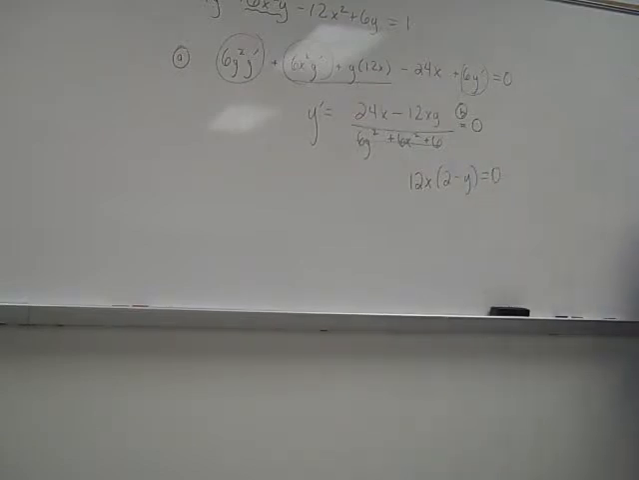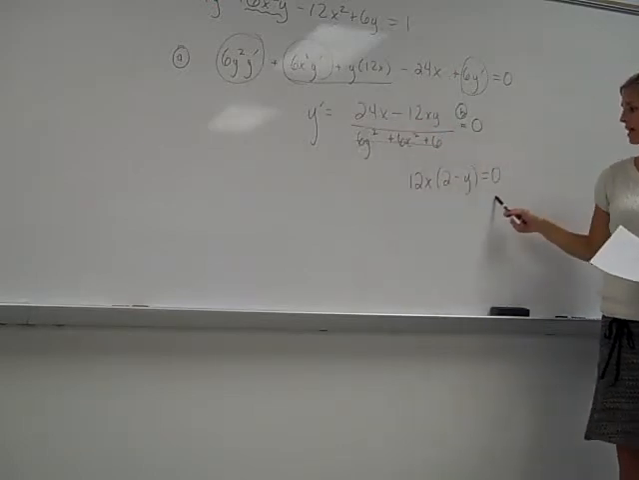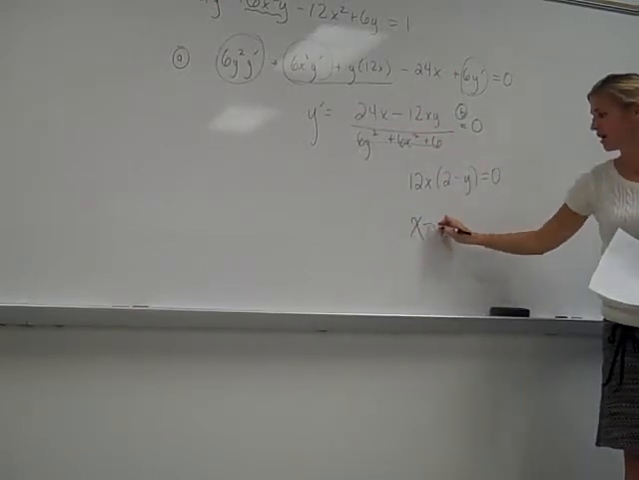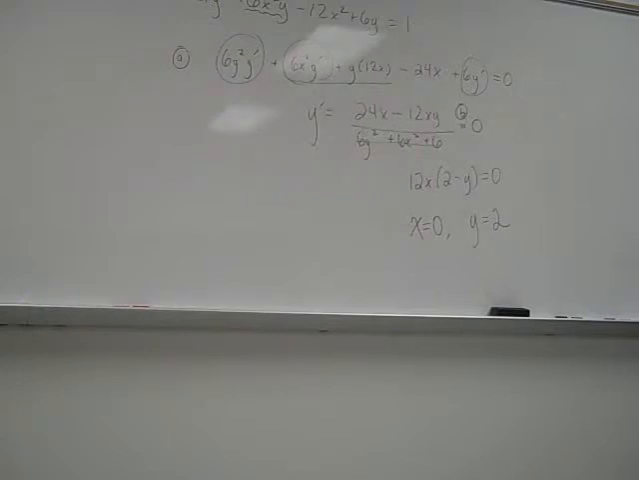I get this. So when I set the top equal to 0 and I factor out a 12x, I get this. Well, this tells me x can be 0 or y can be 2. Those are my two solutions. Do you understand that part? Okay. Well, they want me to write the equation of each horizontal tangent line.